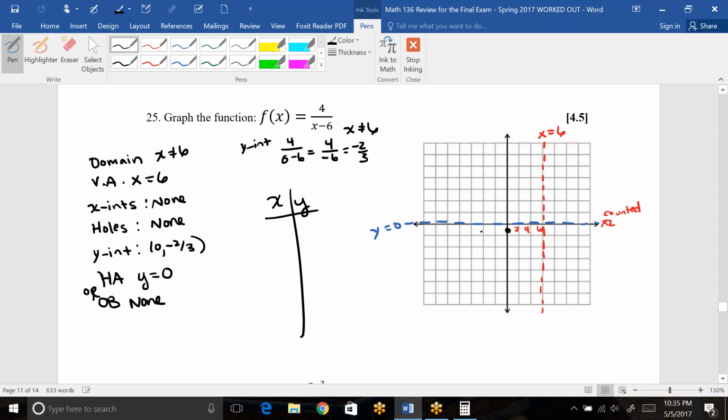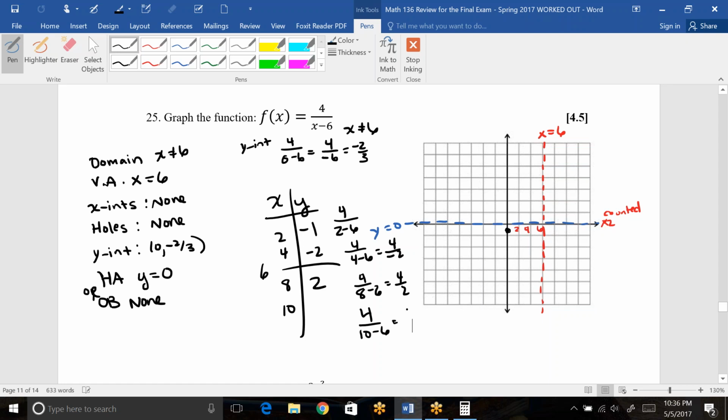So I need to pick numbers to the left of the vertical asymptote and to the right. So I'm going to pick, let's say, 4 and 2, and let's say 8 and 10. So just stick with the evens to make it spaced out nice. So this would be 4 over 2 minus 6. That would be 4 over negative 4, so that's negative 1. This would be 4 over 4 minus 6, so that's 4 over negative 2, so that's negative 2. 4 over 8 minus 6 is 4 over positive 2, which is 2. And 4 over 10 minus 6 would be 4 over 4, which is 1.